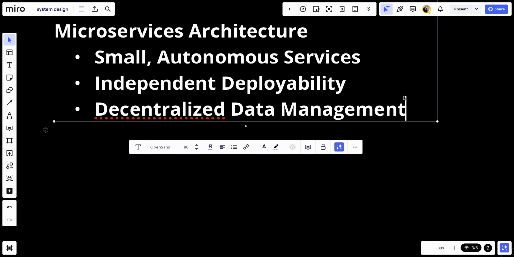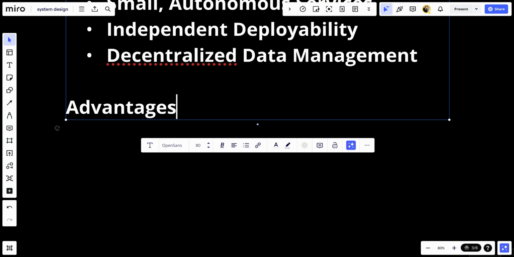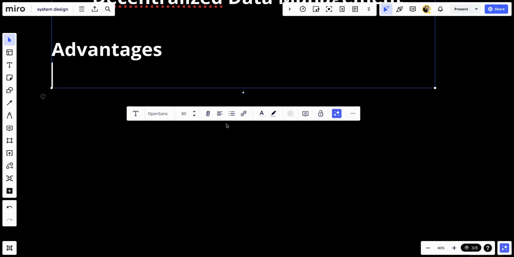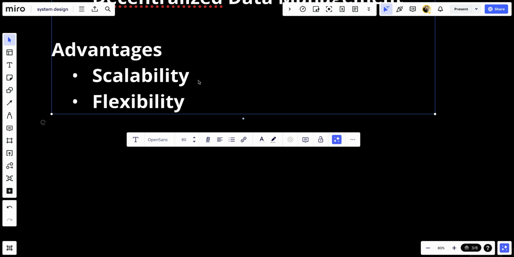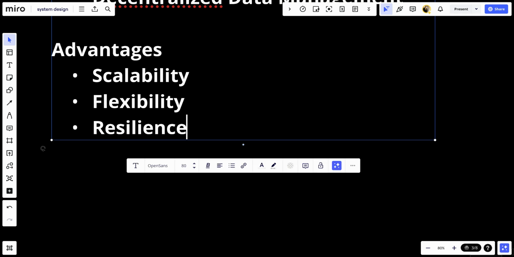Let's talk about the advantages of this system. The first thing would be scalability. Services can be scaled independently based on their specific needs. Flexibility. Teams can choose the best technology stack for each service. And number three, resilience. Failure of one service does not necessarily affect the entire system. Services can be designed for fault tolerance.